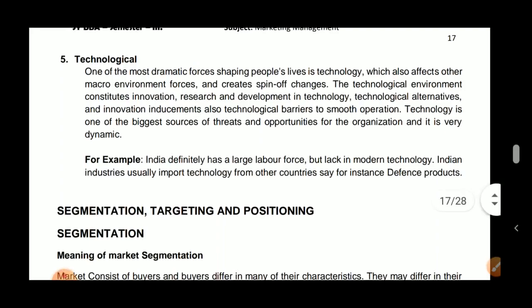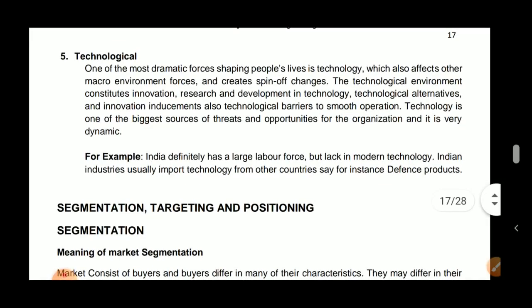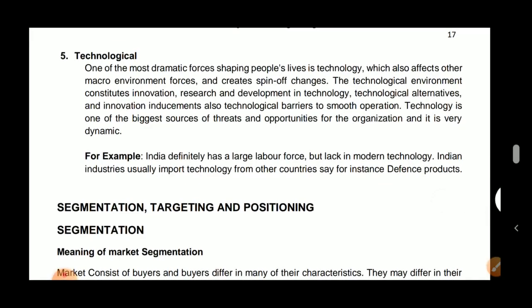All right, so just take a moment and read this entire paragraph so that you can understand it better. For example, in the second line it is written: the technological environment constitutes innovation, research and development in technology, technological alternatives and innovation incentives, and also technological barriers to a smooth operation. I think we have discussed all these points, and you would understand better if you see a recent example of technology.